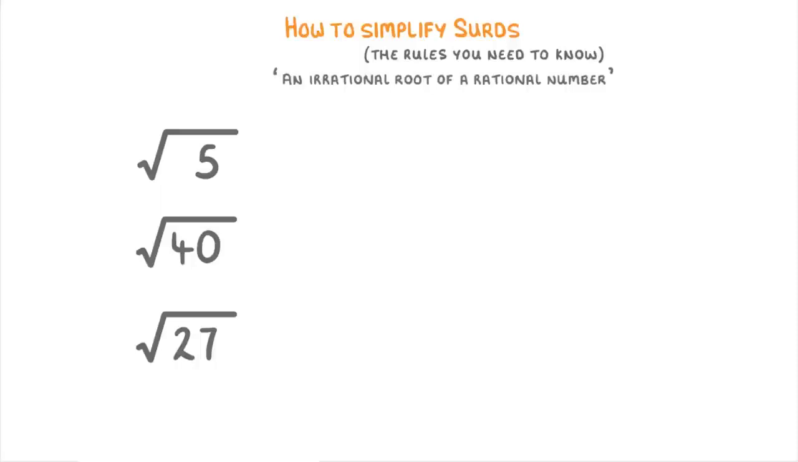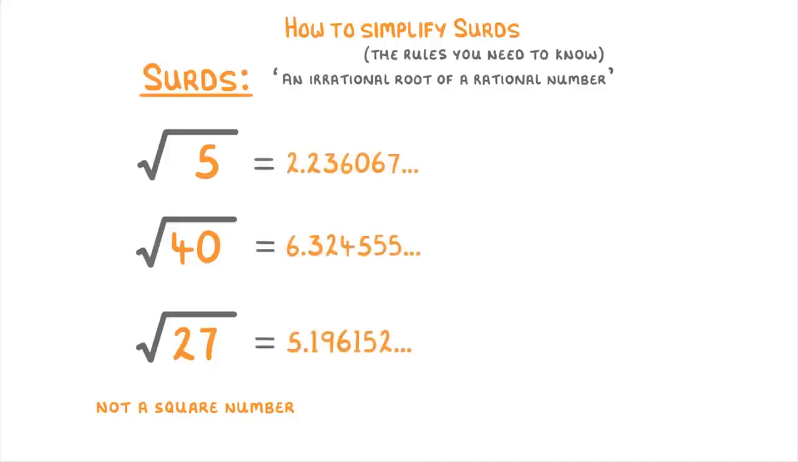But all this really means is that they have a square root sign with a number inside that you can't easily square root, because it's not a square number. So all of these terms here are surds because 5, 40, and 27 aren't square numbers. This means that if you put any of these into your calculator, you would get an answer with loads of decimal places, which would theoretically go on forever.